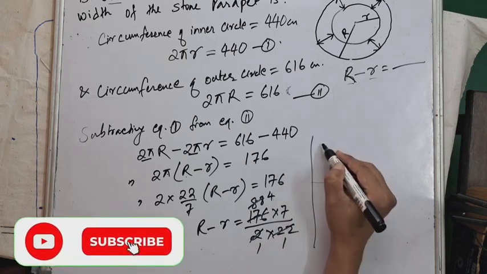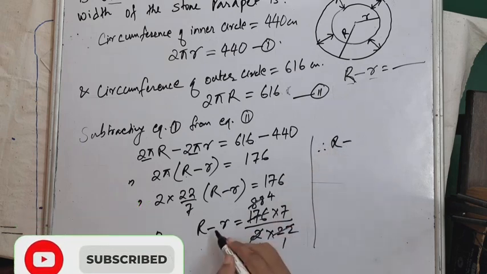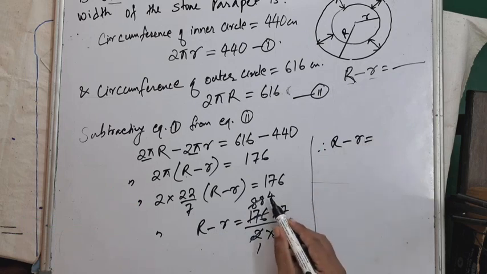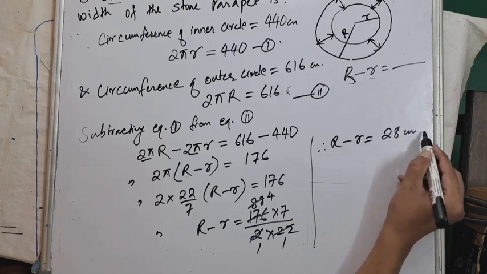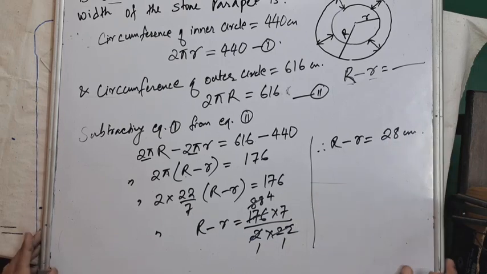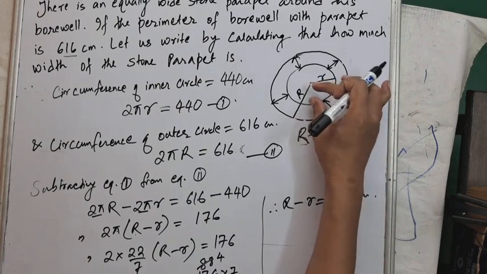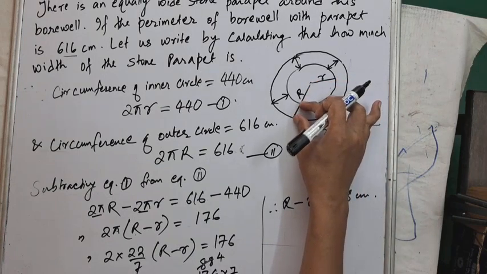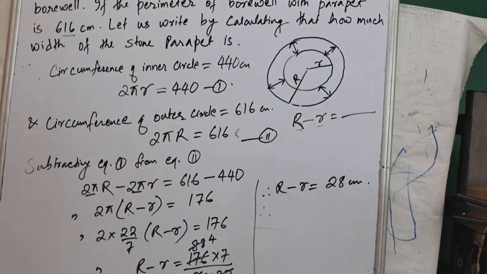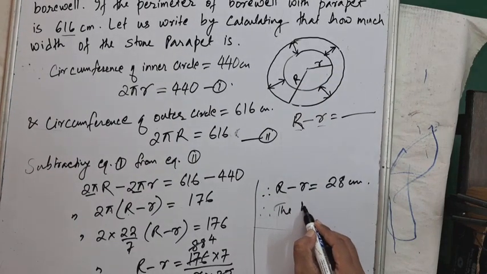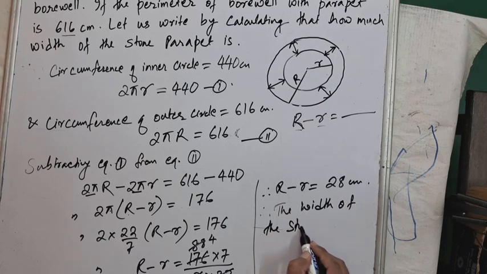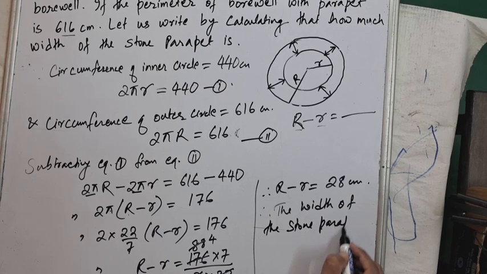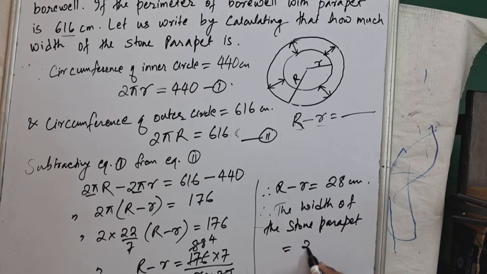So we have, therefore, capital R minus small r equal to 4 into 7. 4 times 7 is 4 7s are 28 centimeter. Capital R minus small r is 28. Capital R minus small r will give us the thickness of this stone parapet, isn't it? Therefore, the width of the stone parapet equal to 28 centimeter. Okay, I hope you got this.